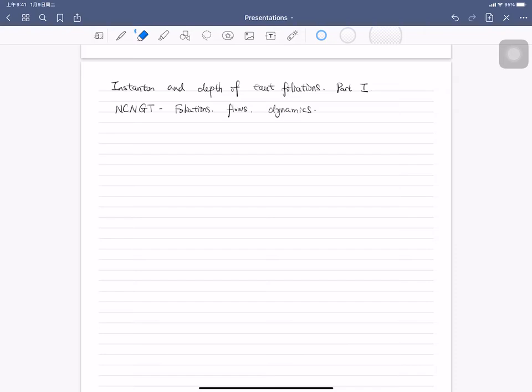Today I'm going to talk about instantons and the depth of Taut foliations. So in the first part, I will introduce some basic concepts for the talk. The first thing, the main geometric topological object we're dealing with, is called the balanced suture manifold.